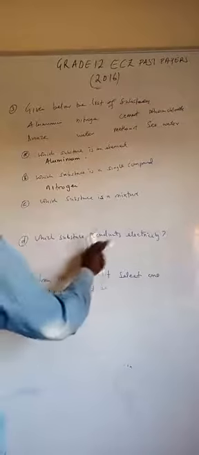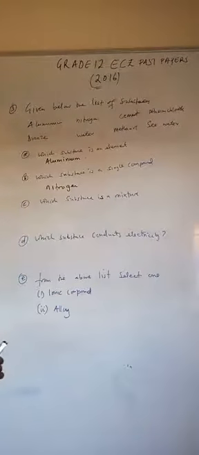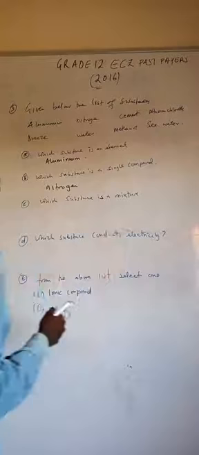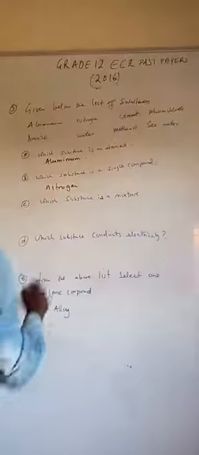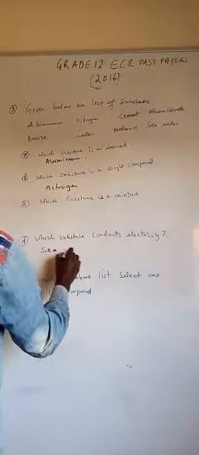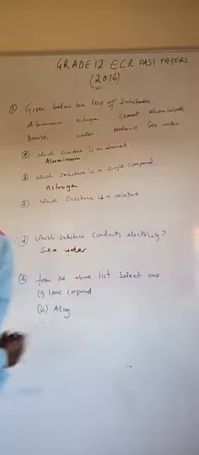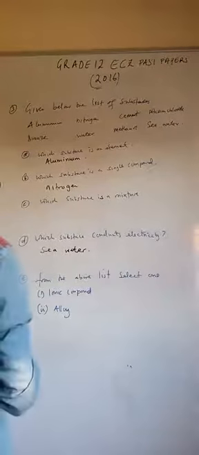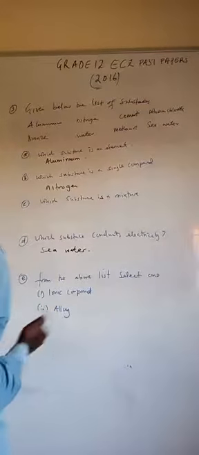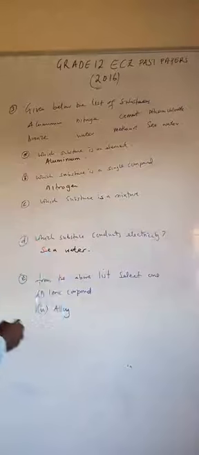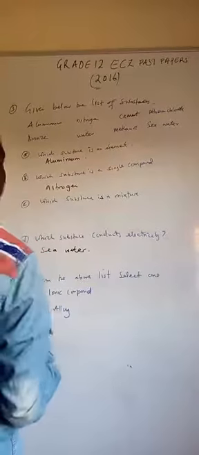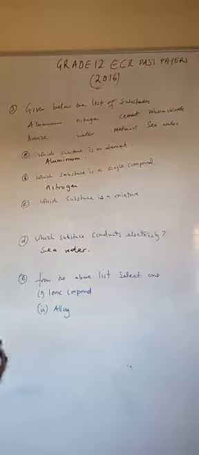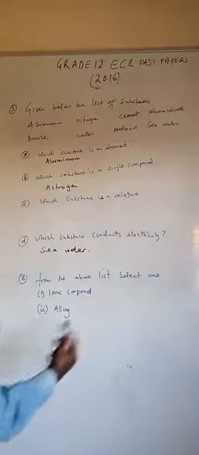Which substance conducts electricity? Of these ones, which can conduct electricity? Seawater can conduct electricity. Why? Because in seawater there are ions. In seawater you are going to find salt, and salt is made of sodium and chlorine. Those are positive and negative ions which allow the movement and transfer of charge, thereby producing electric current.